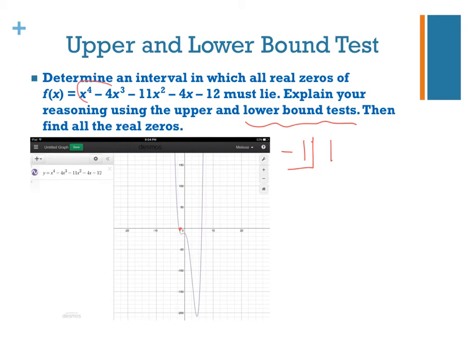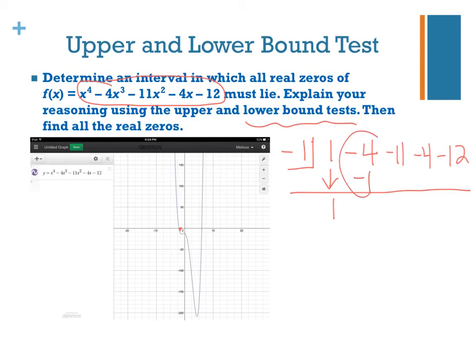Using synthetic division, I'm going to use the coefficients in our function f of x. Our coefficients are 1, negative 4, negative 11, negative 4, and negative 12. If I carry out synthetic division, I start by carrying down the 1, and I'm going to multiply this 1 by negative 1. That gives me negative 1. And if I add this column, I get negative 5.